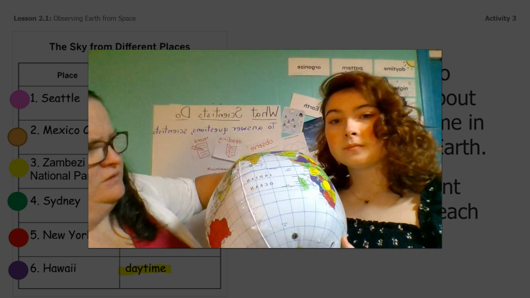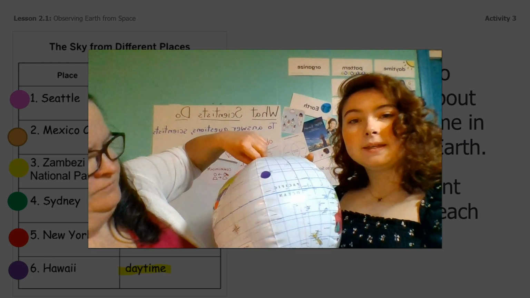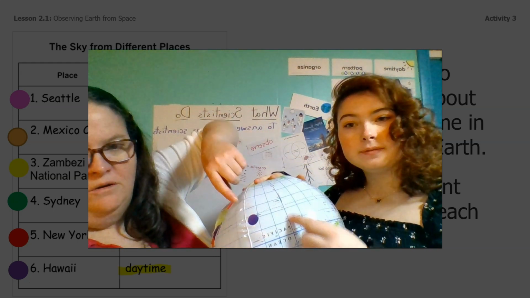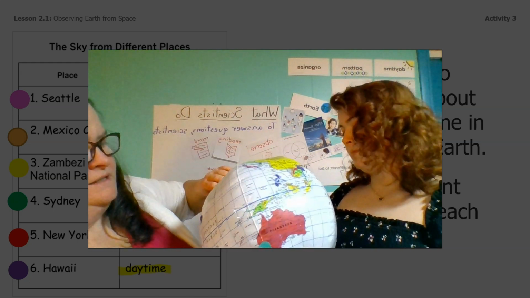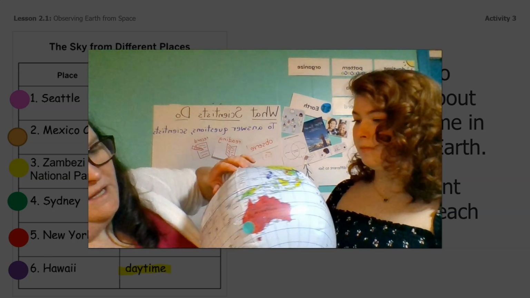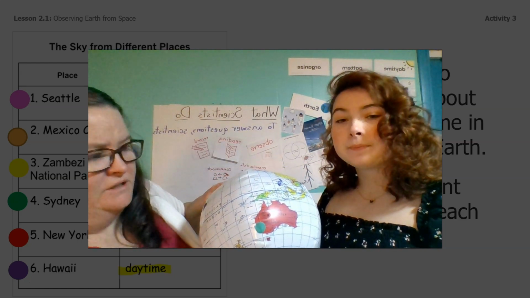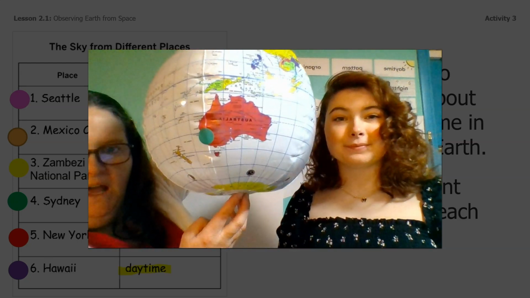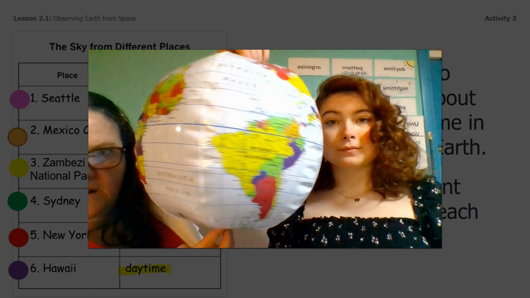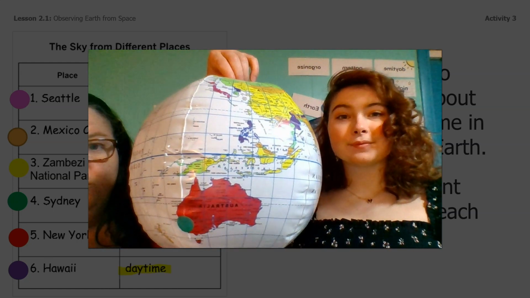Do you see some other dots, Rosie? What else have we got here? Oh, there's one back here. This is Hawaii. And Hawaii is such a small island. The whole dot covers it. And there's one more. Oh, there's the last one. Sydney, Australia. Okay. So I put dots on all our different places on this globe.